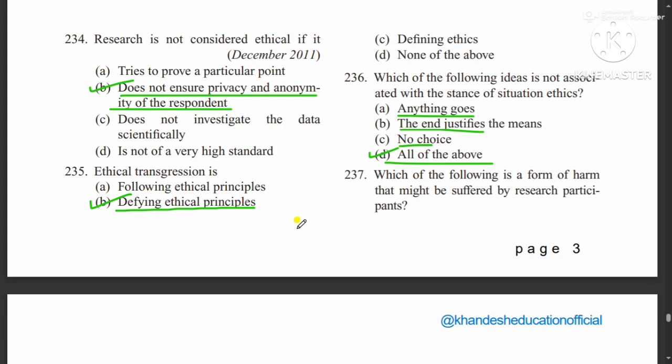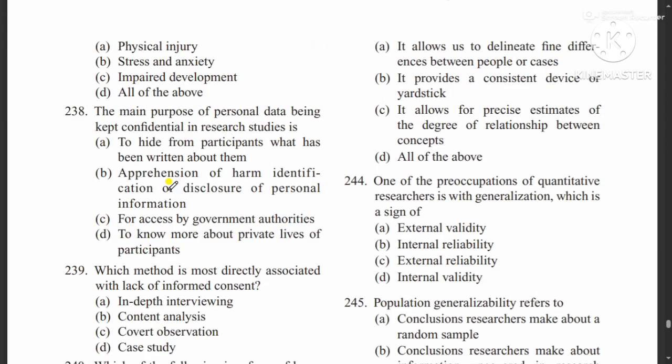Which of the following is a form of harm that might be suffered by the research participants? Option D, all of the above. That means included physical injury, stress and anxiety, impaired development.